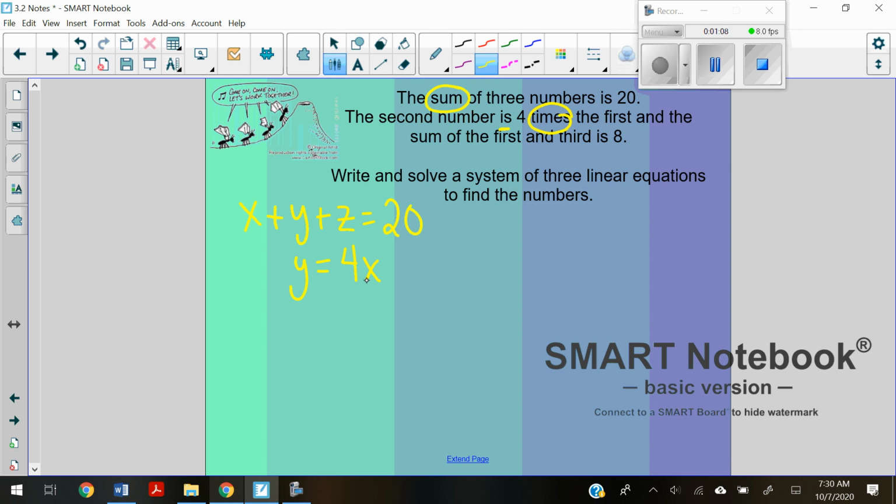And then the sum of the first and the third is 8. Sum, again, means addition. So first and third. So x plus z equals 8.